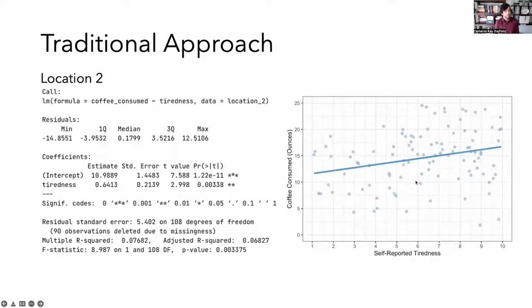And then you might go to location 2. And again, you're interested in explaining how much coffee a person will buy. And you run another model and you say, okay, at this location, a person who is not tired at all, they score 0 on tiredness, they buy about 11 ounces. And then for each additional level of tiredness, the amount of coffee they buy increases by 0.64 ounces. So that's the traditional approach. That's more the explanatory, the inferential approach.